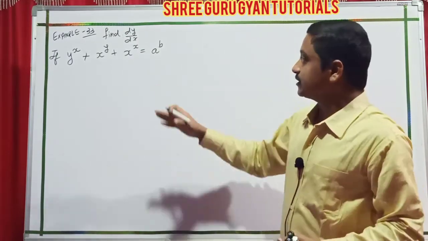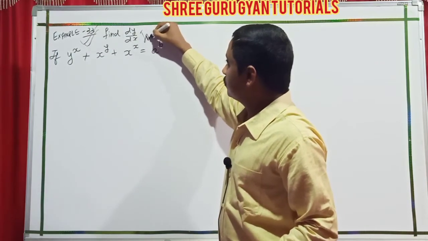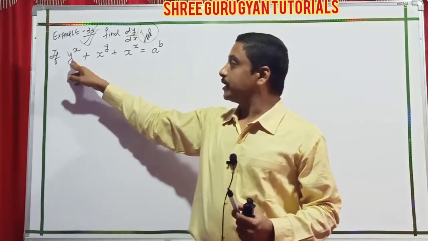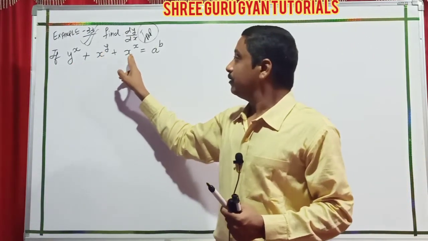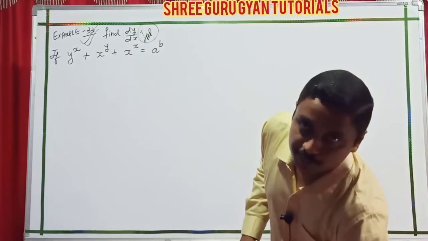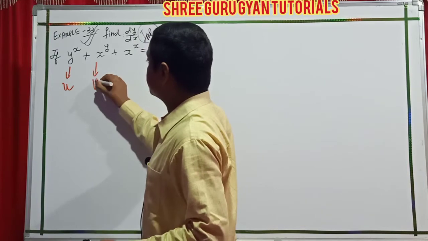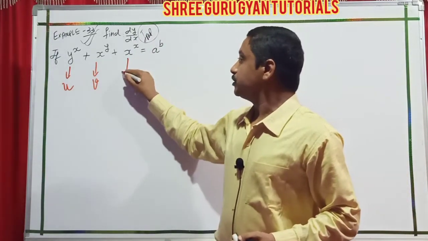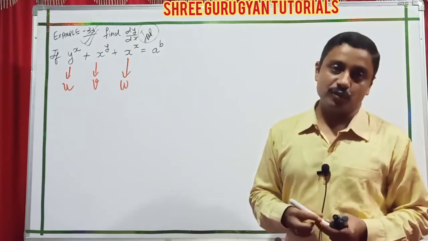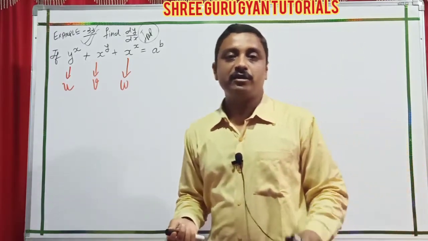Now the next numerical, students, example 33. It is a very important question, so first of all highlight it as IMP. The question is y raised to x plus x raised to y plus x raised to x is equal to a raised to b. Actually here, students, just as a suggestion: first take it as u, then v, and here w, and the right side is a constant, so its derivative is 0. And u, v, w, all of them, we make the derivative one by one.